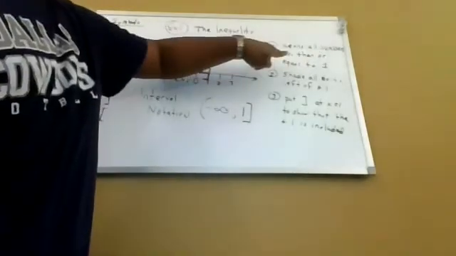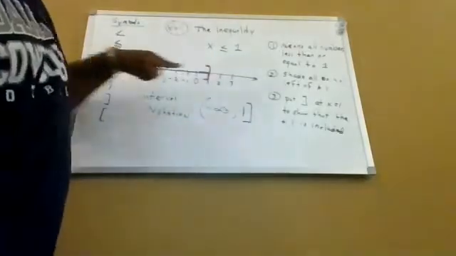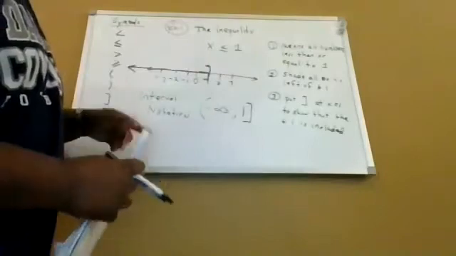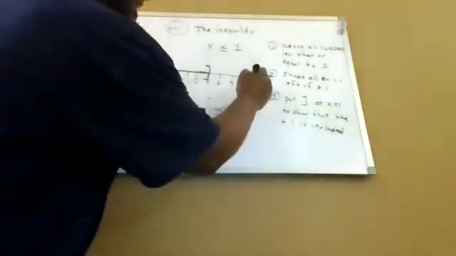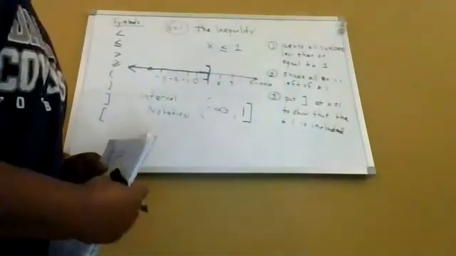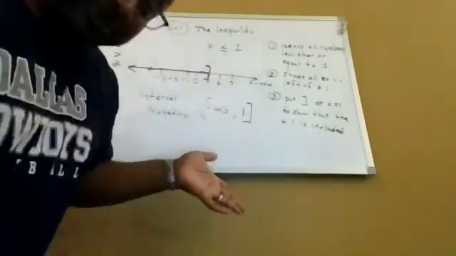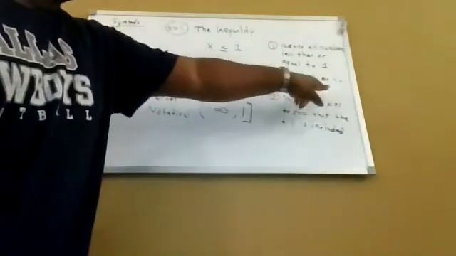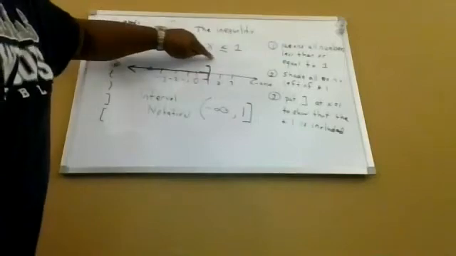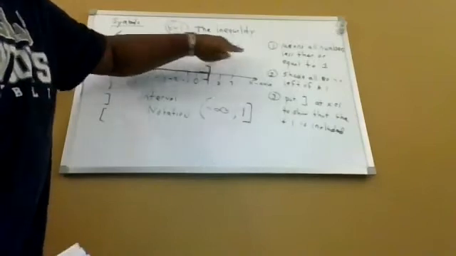What it means is all the numbers less than or equal to 1. We drew a number line to represent all of our x values. If you think of this as an x-axis, x equals 0, x equals 1, x equals 2. But anyway, we're going to shade all the numbers to the left of 1 because these are the values that make this inequality true.